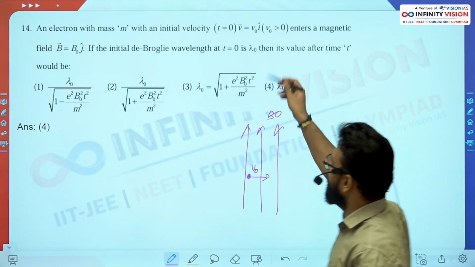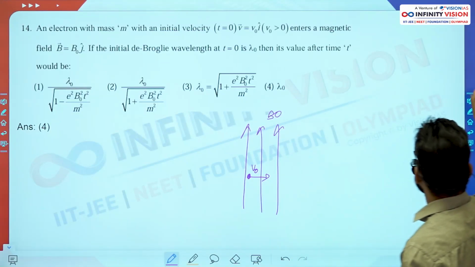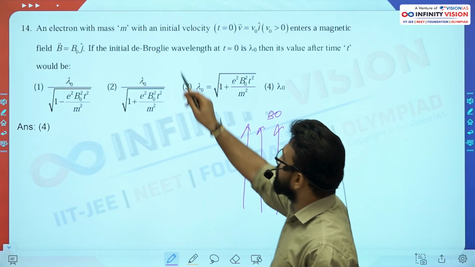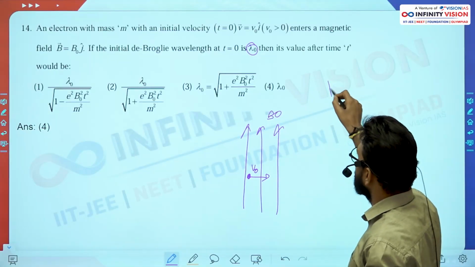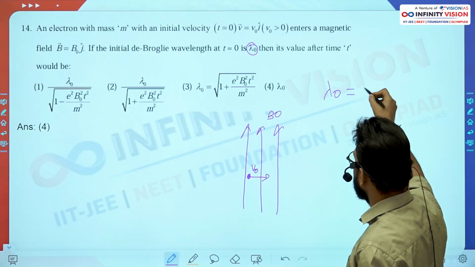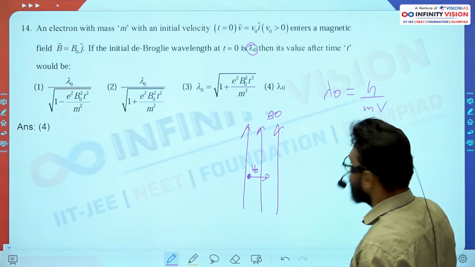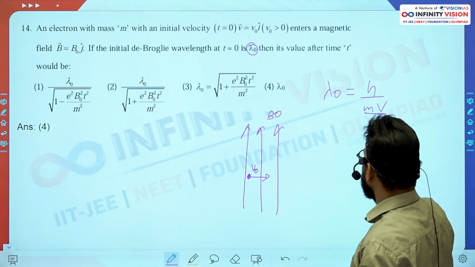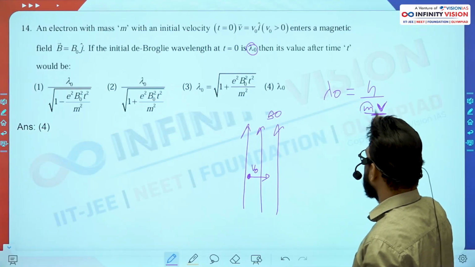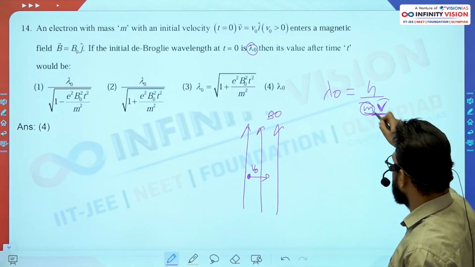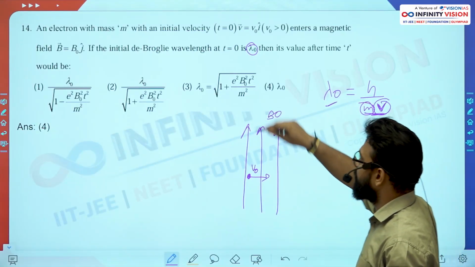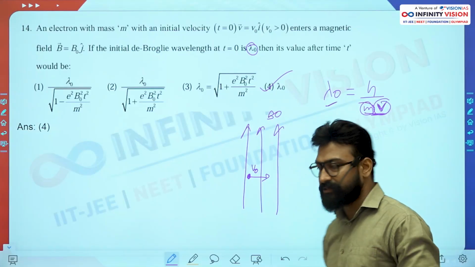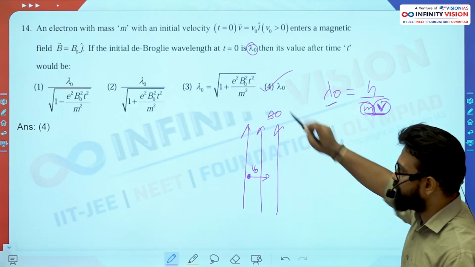Initially, the de Broglie wavelength is lambda naught, and this wavelength lambda naught could be written as h by mv. It depends on the velocity. The mass of the electron does not change, and the speed is also not changing. So after a certain time it would again have the same de Broglie wavelength. So the option would be the fourth option.